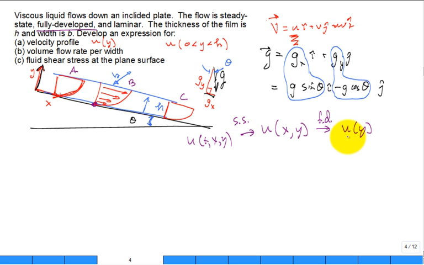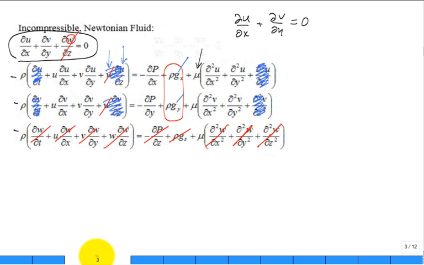So if u is only a function of y, tell me a little bit about the partial of u with respect to x. Do you see that? So now I jump back here and I say, this partial of u with respect to x, through a little bit of logic, is 0.